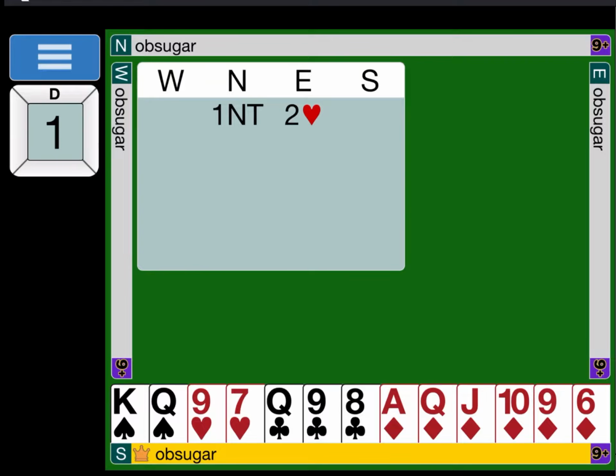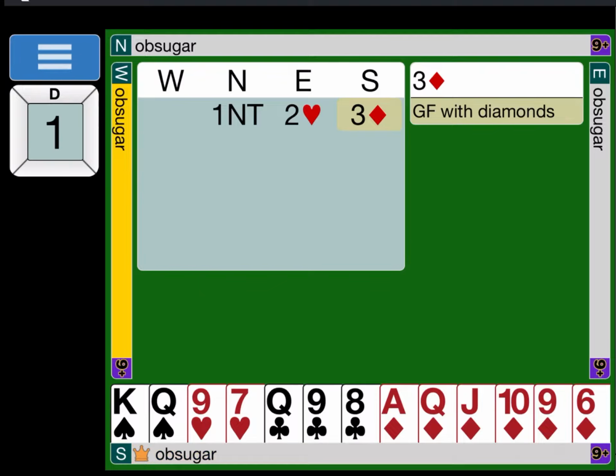But here, 3 level bids are game forcing. Game forcing 3 diamond bid. And we'd have to alert that too. And we probably should have before we bid it, saying game force, diamonds, game force. Okay, and then your partner would do what he wanted with that.